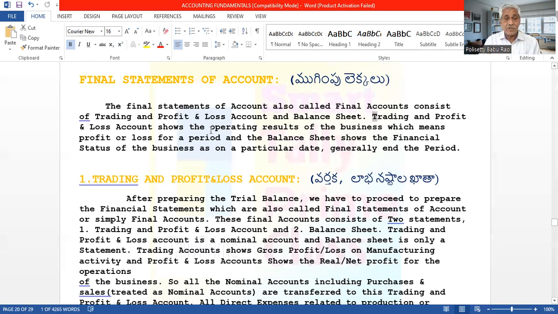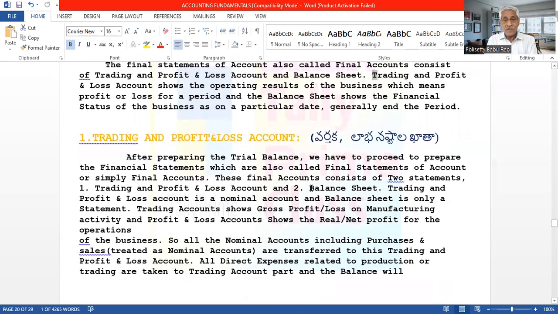So the trading and profit and loss account shows the operating results of the business. What is the result? Did you get profit or loss? The operating results of the business mean the profit or loss for a particular period. For carrying out business for a certain period, for 1 year, from April to March, or for half a year from April to September, like that, the net result is called profit or loss. That result will be shown in the profit and loss account for a period. The balance sheet shows the financial status of the business on a particular date, that will come later. First, we will take up profit and loss.